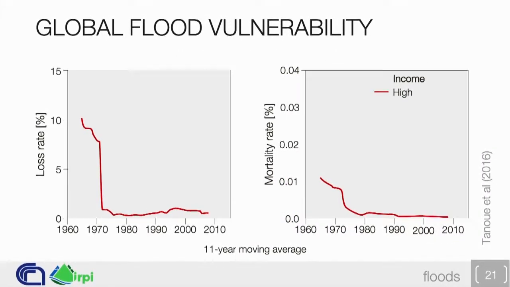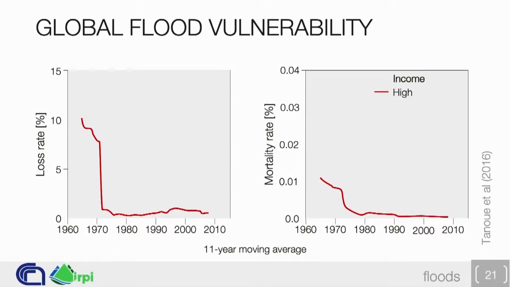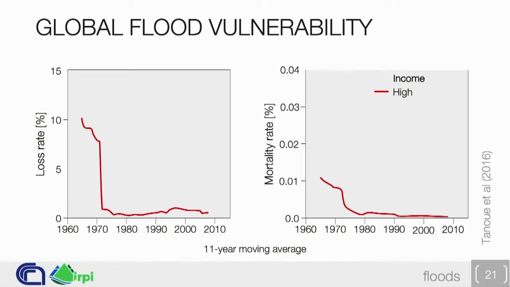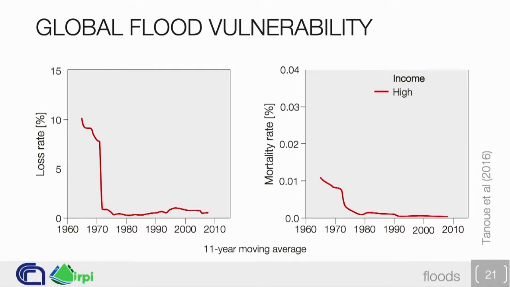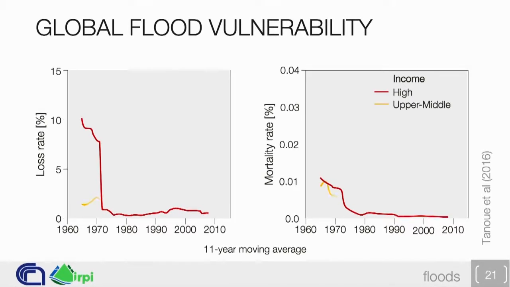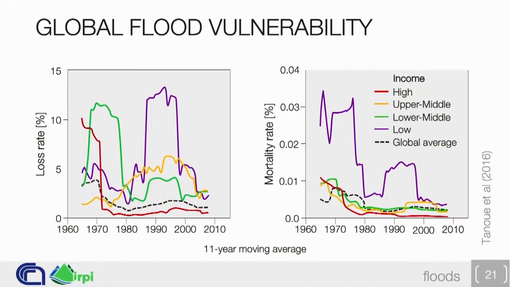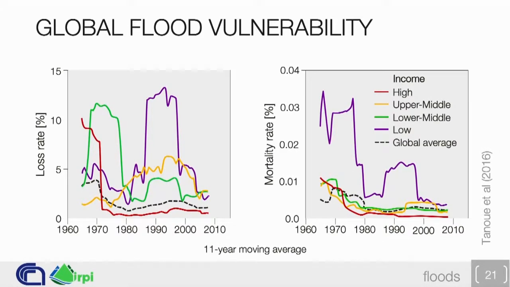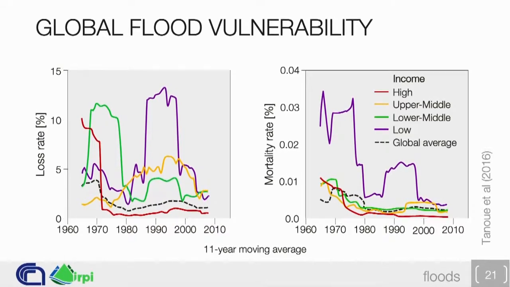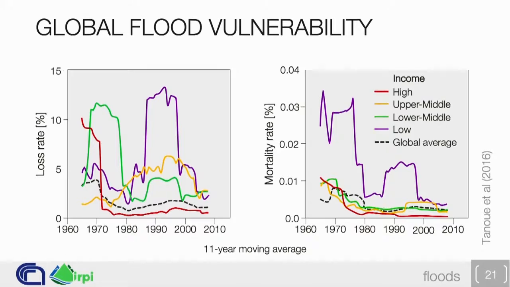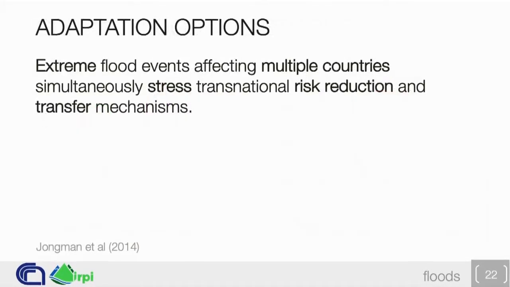But the issue is really complex because flood vulnerability varies, for example, with income. In high-income countries, the losses dropped in the 70s and remain somewhat low, due mostly, of course, to mitigation measures. For other income classes, the trend really depends on a complex balance between economic growth and the ability to implement mitigation efforts. And please note that in low-income countries, mortality has remained high for long periods.